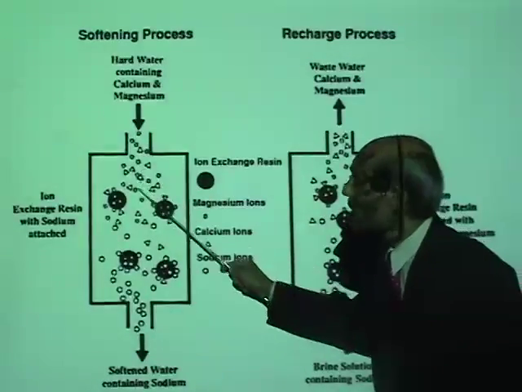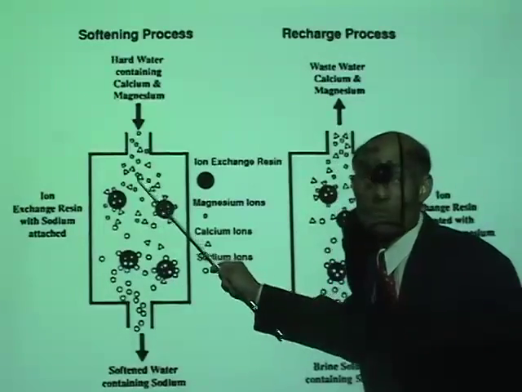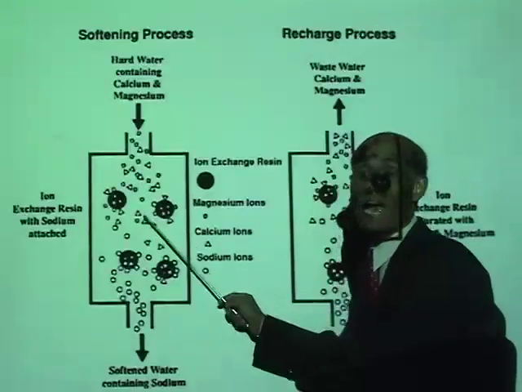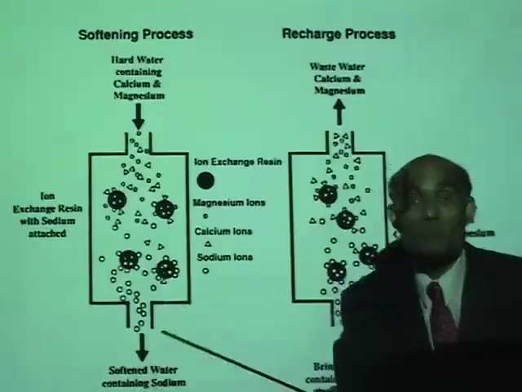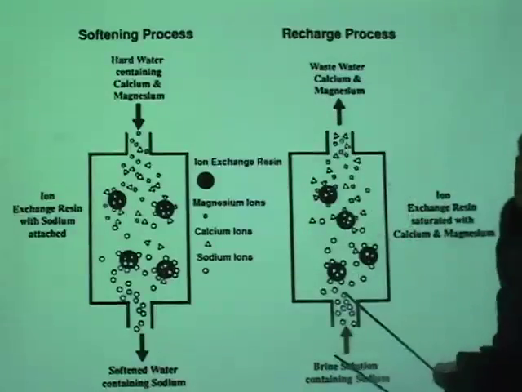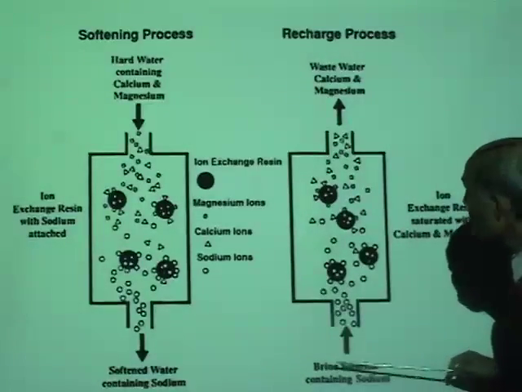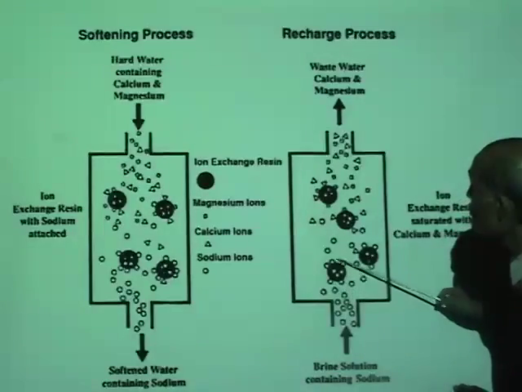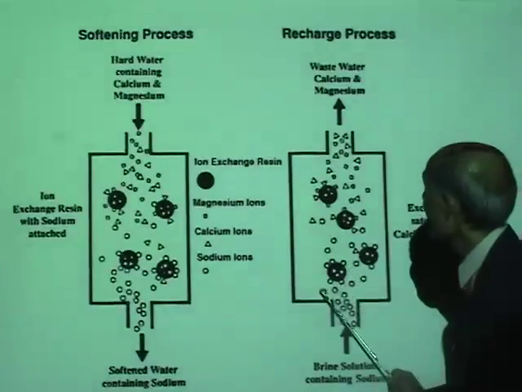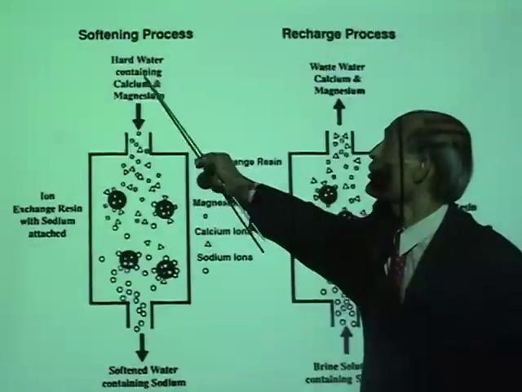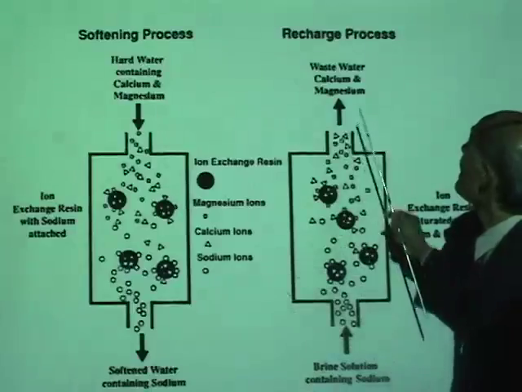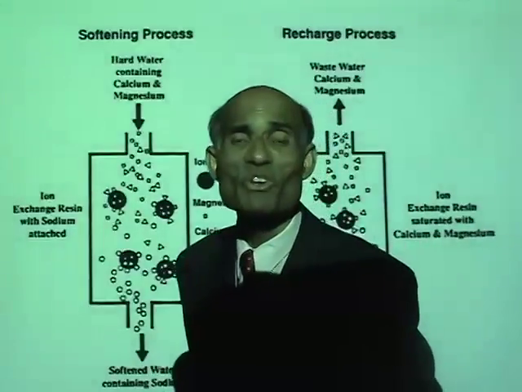Now, once the water has been flowing through it for maybe about 4 or 5 days, all the sodium ions have been used up. You need to replenish that with sodium ions, and that is called the recharge process. In the recharge process, brine solution, that is salt solution, is pumped through the resin, which will then stock up on sodium. Water is then pumped through to wash away all the calcium and magnesium ions, so that your water softener is ready for use again.